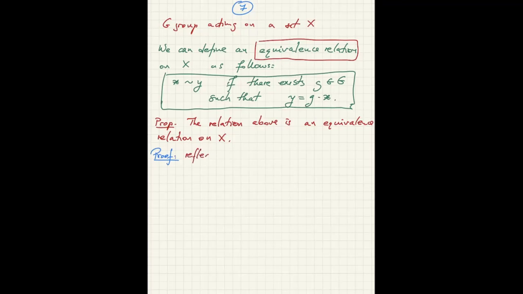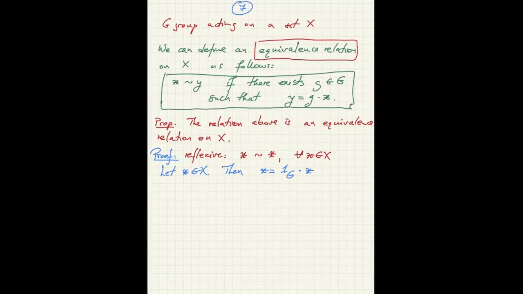So reflexive, that means that we have to prove that X is equivalent to X for every X in X. So to do that, we take an element X in X. And what we have to show is that there is some group element G that acts on X to give us X, and that's pretty easy. We know that, by the definition of an action, X equals the identity element of the group acting on X. Therefore, this means that X is equivalent to X.